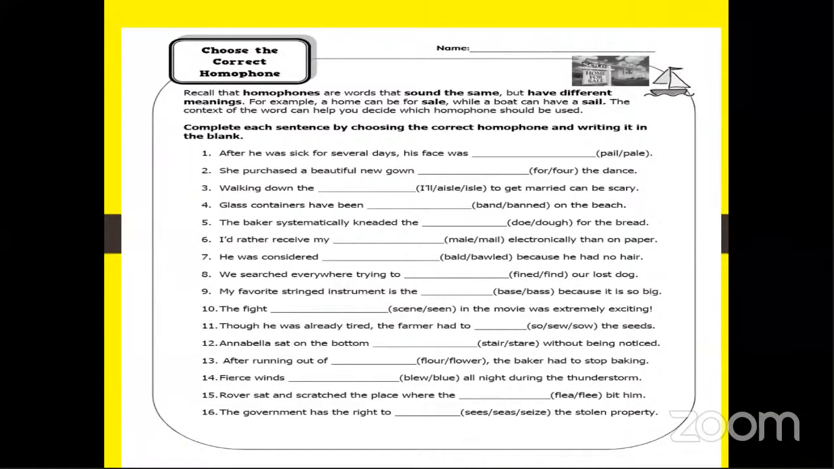She purchased a beautiful new gown for. F-O-R. Okay. Walking down the A-I-S-L-E, aisle, to get married can be scary. Glass containers have been banned, B-A-N-N-E-D, on the beach. The baker systematically kneaded the dough for the bread. D-O-U-G-H.